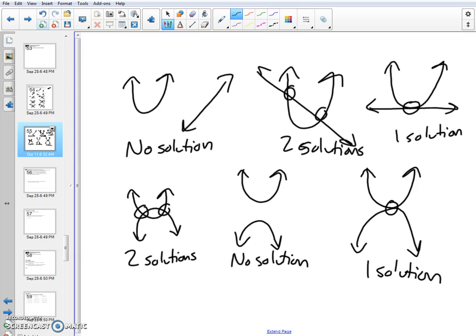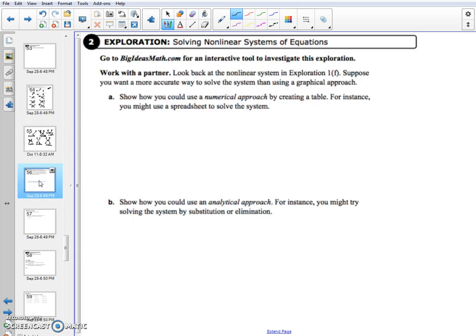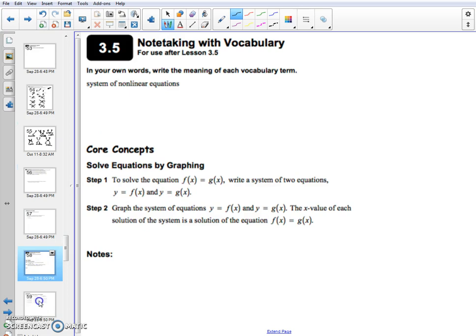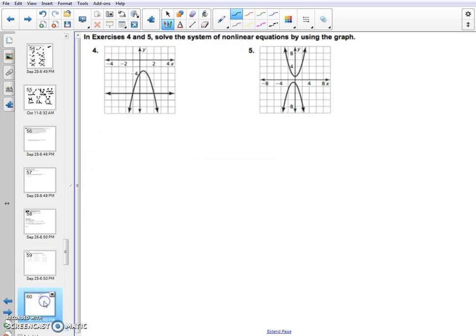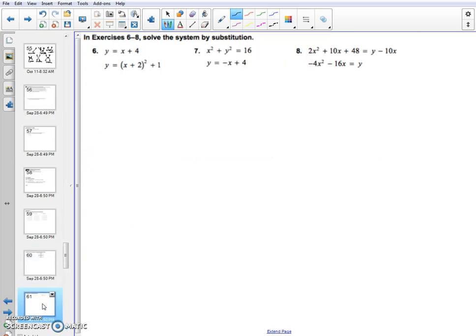All right. Let's go to page 68 now. Okay, so we're going to be solving algebraically here, and they say solve the system by substitution. We're going to be looking at numbers 6 and 8. Okay, so when I look at number 6, I've got a line. The first one is linear. The second one, I have a squared in there, so that's a parabola.